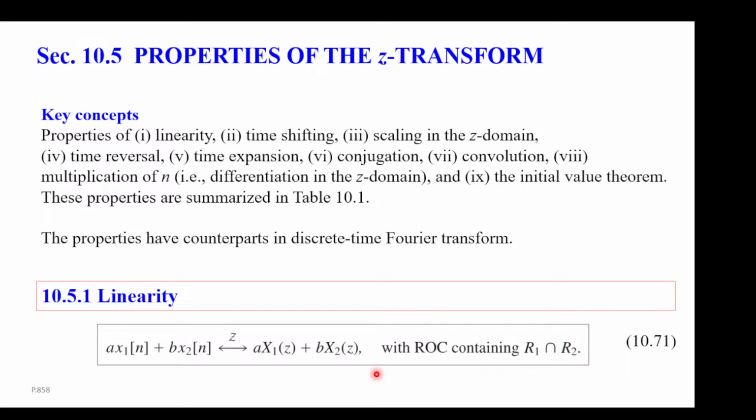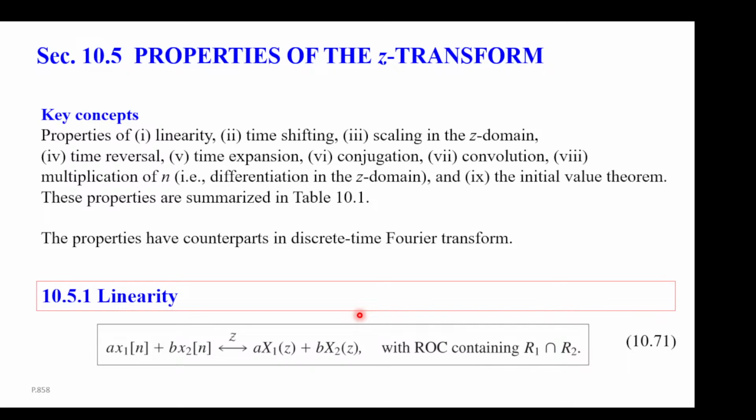Okay, so in linearity, the ROC of the resulting linear combination will be an ROC containing the intersection of the ROC of X1 and the ROC of X2. We have "containing" here because we might have some pole-zero cancellation, just like in the Laplace transform. Many properties are very similar to the Laplace transform, except that the ROCs are now circles or rings, while in the Laplace transform the ROCs are strips. So there is some geometrical difference between the Z transform and the Laplace transform.